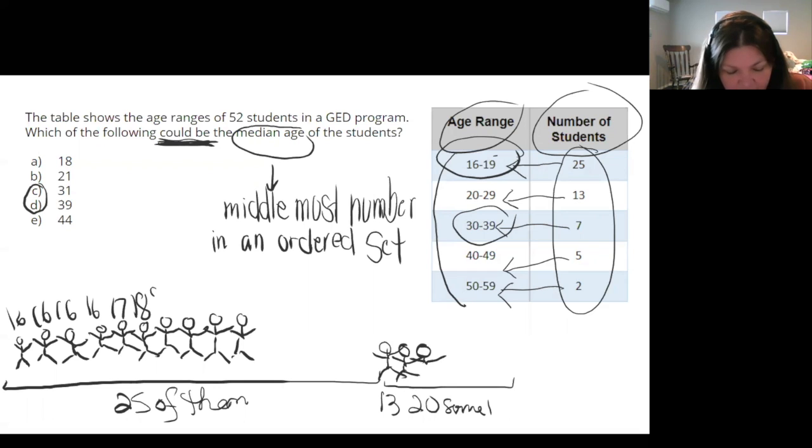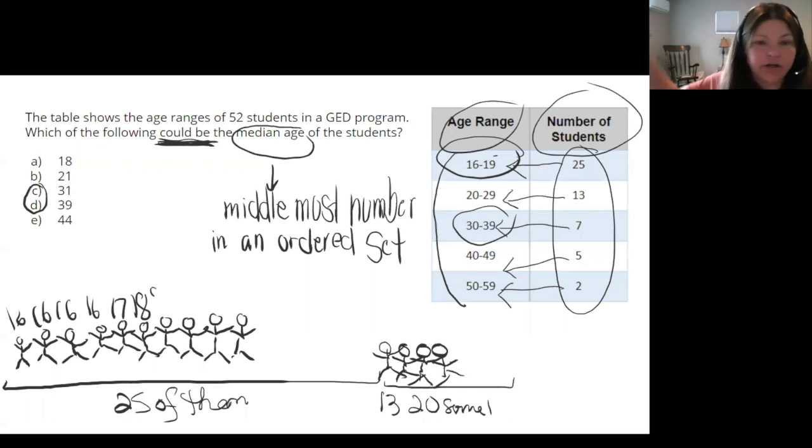The median age is going to be the person standing in the middle. But obviously, guys, I don't have much time on my GED test. I do not want to list out 52 students, especially since I don't know their ages. Okay, I could draw 52 little stick figures, and I could say that the first 25 are between 16 and 19, the next 13 are between 20 and 29, the next 7 are between 30 and 39. I could draw all these little stick figures, I could label them with their possible age ranges, but all I really need is the middle.